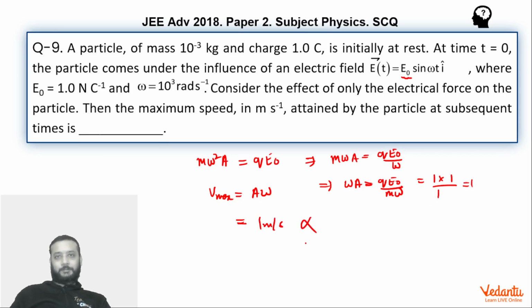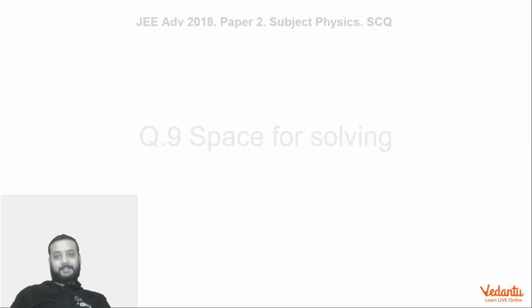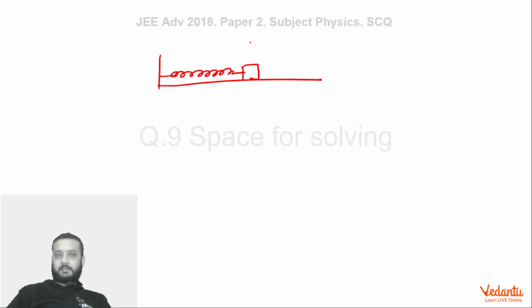Now where are we going wrong? Let's try to analyze. See what's happened. Let's first understand what happens in SHM. This is the block. Let us say this is the mean position, MP. This is the positive extreme, and this is the negative extreme, let us say.